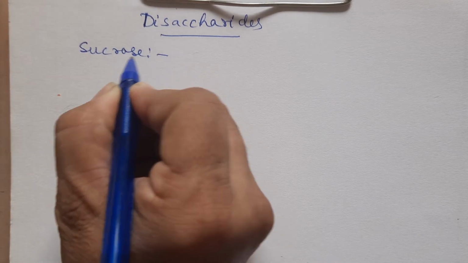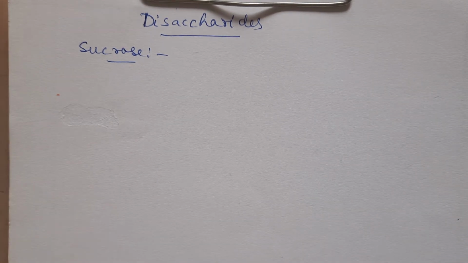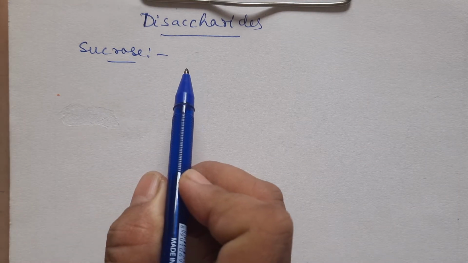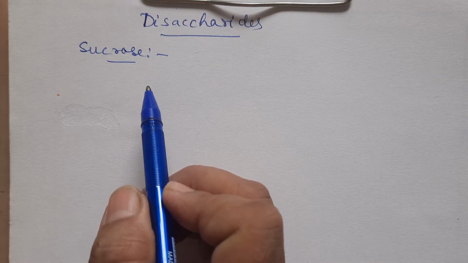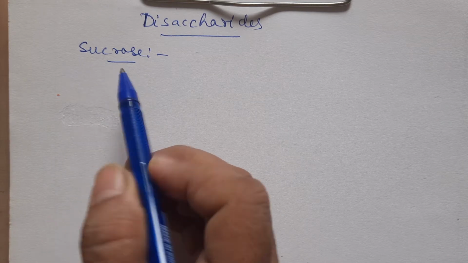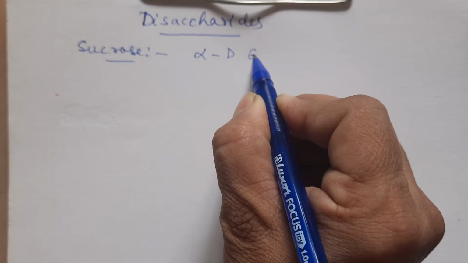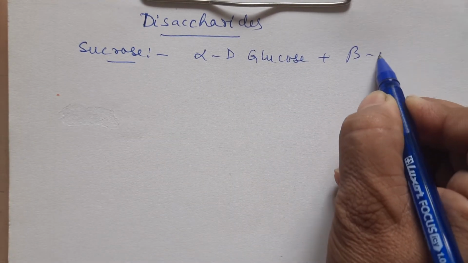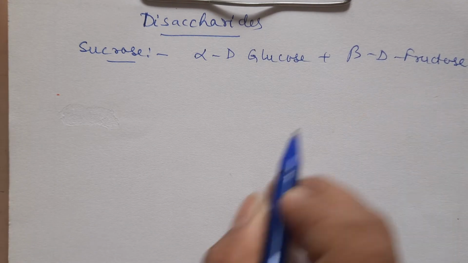Sucrose. We know what are disaccharides. Disaccharides are those which on hydrolysis give two monosaccharides. So what is each disaccharide? Which two monosaccharides are there in it? If we know that, we know the structure for the disaccharide also. Like sucrose is a disaccharide which is having alpha D glucose and beta D fructose. These are the two monomers which are present in sucrose.